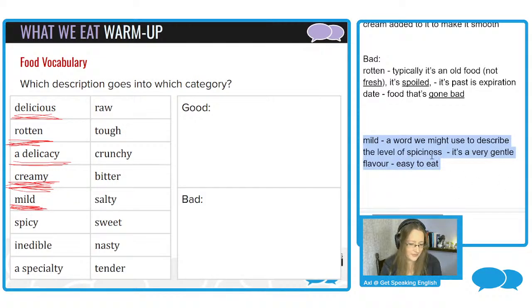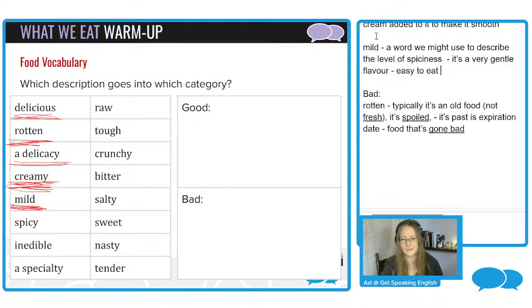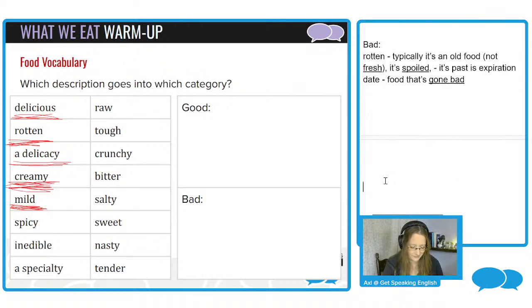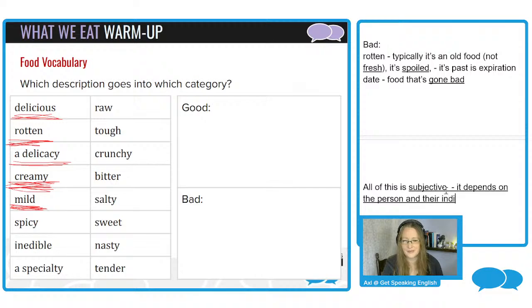I feel like generally this would probably be a good thing. Yeah, for you it's good because you do not like spicy food. Yeah, I feel like for most people, I mean it's pretty... It's subjective. Yeah, all of this is subjective, as in it depends on the person and their individual preferences. Yeah. So anything subjective depends on the person. I agree.